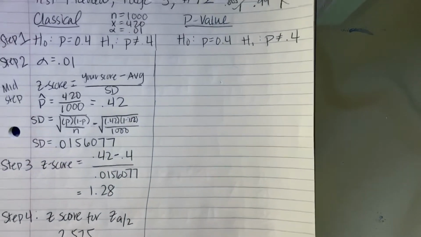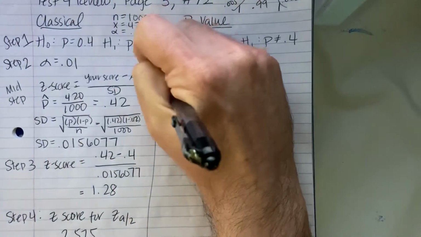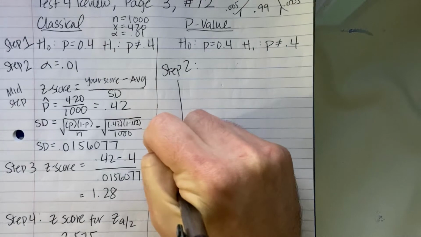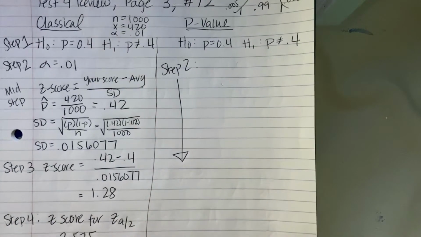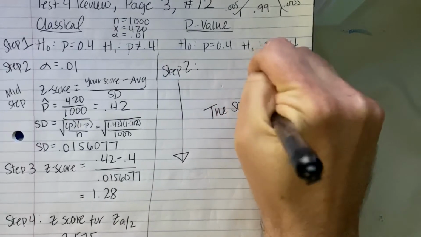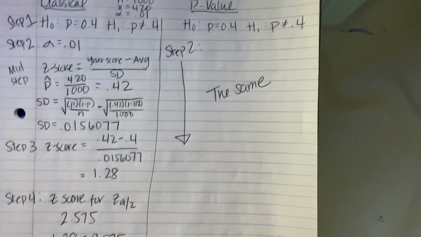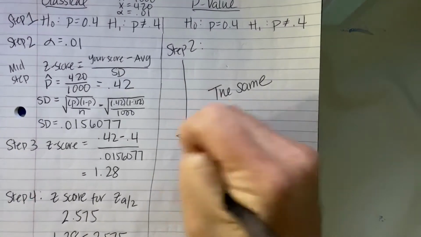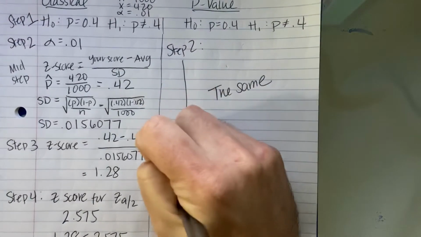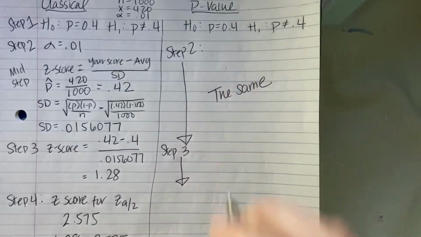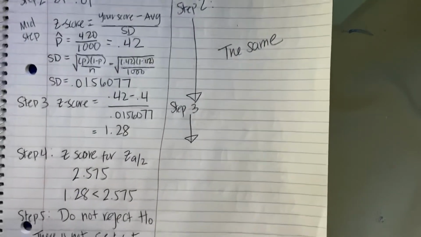Now, the only difference between this and the p-value approach is that step 2 all the way down through step 3 is the same. So how does this work when we're doing the p-value approach instead?